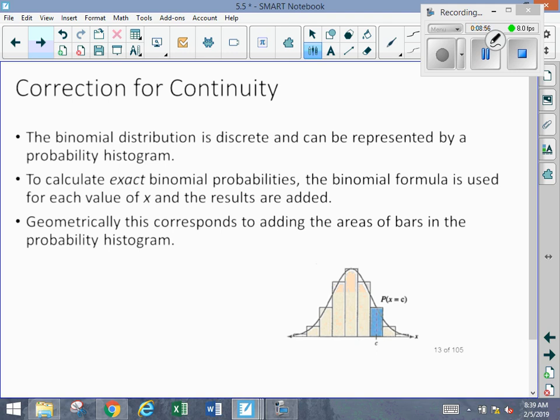It's actually a very simple operation for something that sounds weird. We're just going to wind up adding 0.5 to the end of a range, okay? If we're going to find the probability between two values, we're going to find that. Just add 0.5. That's all this is.